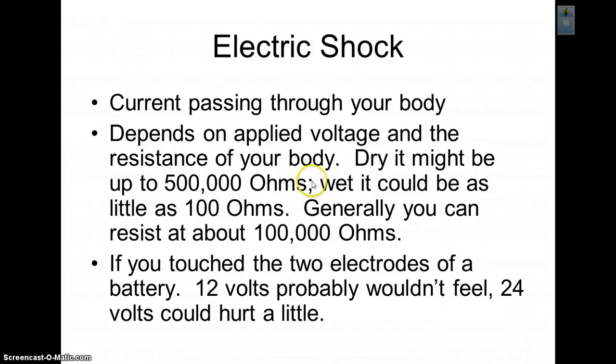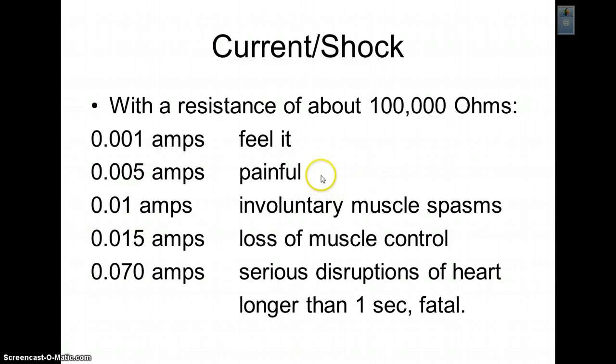So if you touch the two electrodes of a battery, 12 volts, you probably wouldn't feel it. 24 volts could give you a little shock. Resistance of about 100,000 ohms. Here's basically the current you could be able to withstand before you'd have some problems.